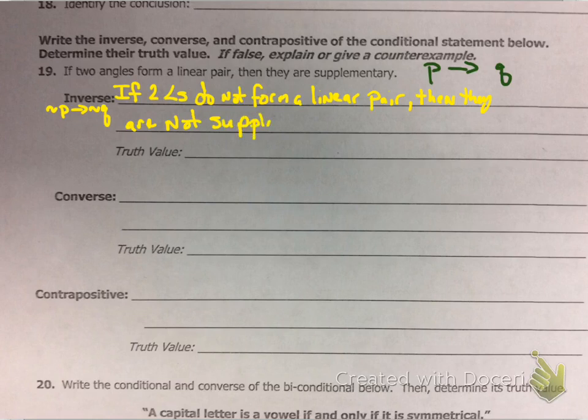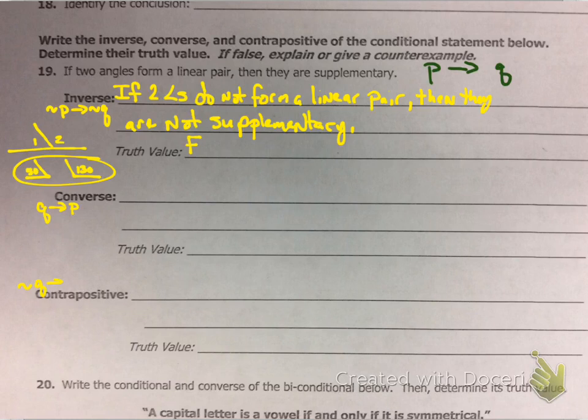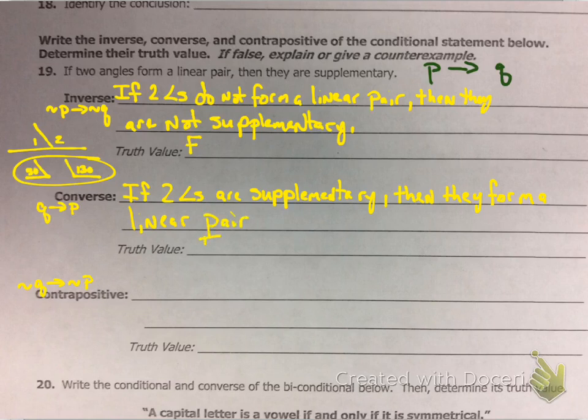This is false because I could find two angles that are supplementary, but they don't necessarily have to be next to each other on the same line. Converse here. So converse is Q then P, so I'm going to switch it around. If two angles are supplementary, then they form a linear pair. Again, this would also be false for the same counterexample, the 50 and the 130. Any of y'all could have come up with different counterexamples, but this is just one that could work. And then not P, not Q.